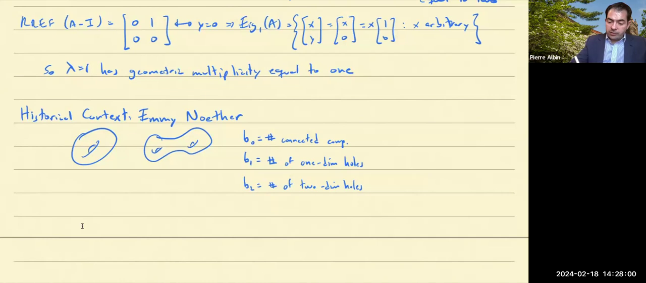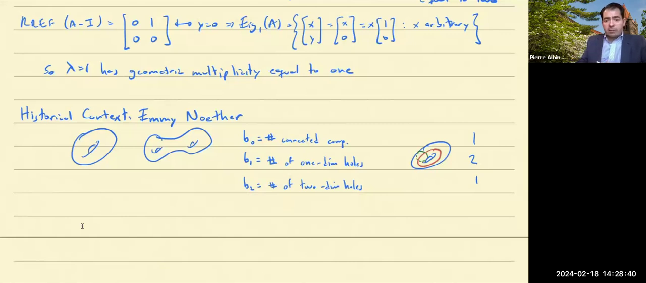So for, say, the torus, the donut, you would have one connected component, right? So B0 would be one. You'd have a single two-dimensional hole, the interior of your donut, and you'd have two one-dimensional holes. So you'd have one over here, and you'd have another over here. Right? So in this case, we have 1, 2, and 1. So before Noether, people just were working with these numbers.